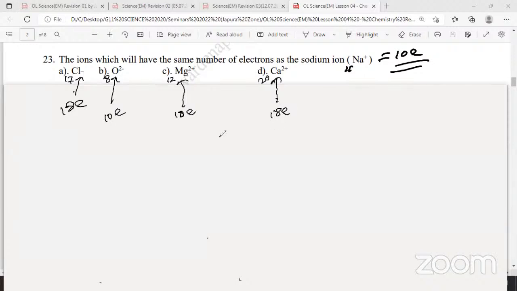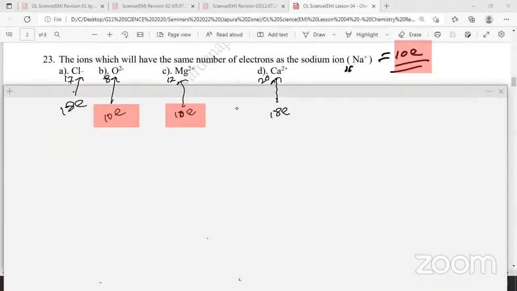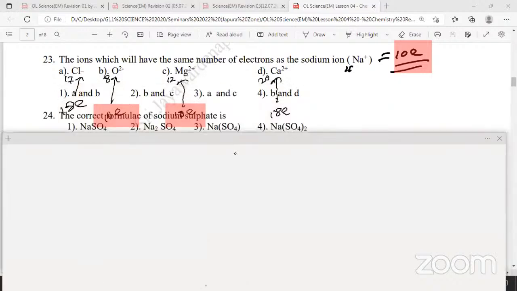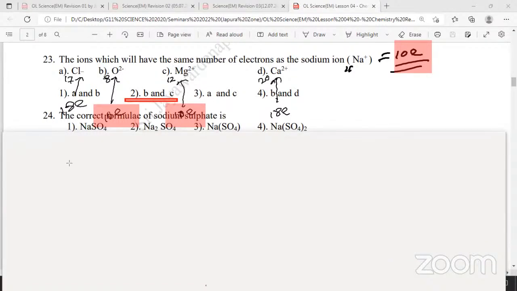So then you can see what is the answer. Which one has the same number of electrons as Na plus? O2 minus and Mg2 plus. So the answer will be B and C. Answer is second.